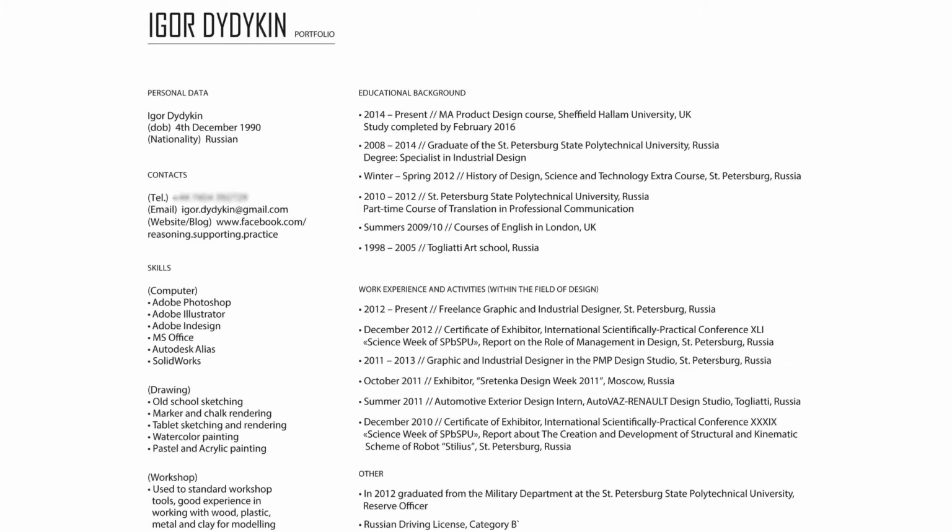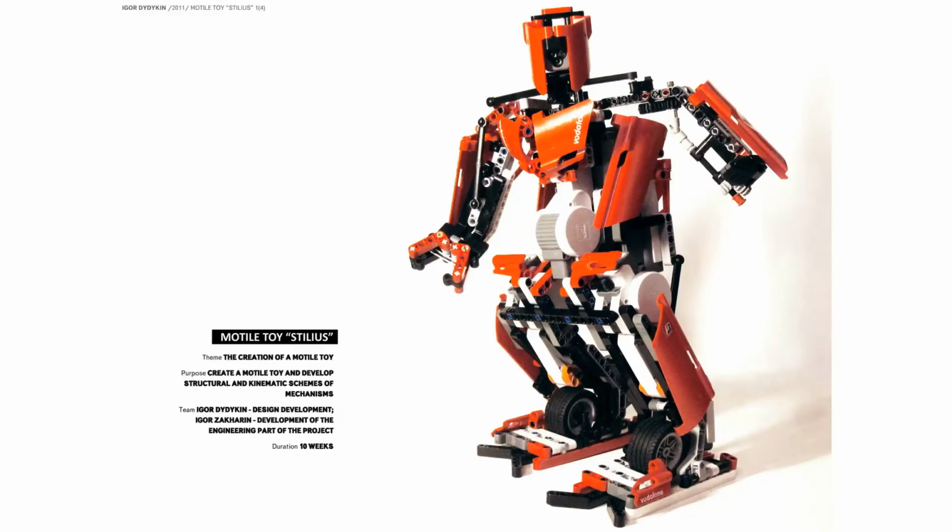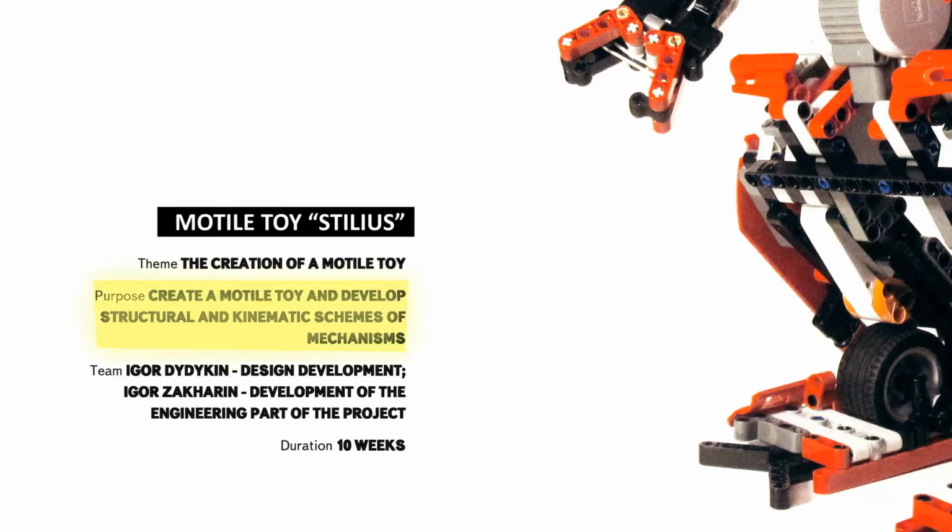This is a product design portfolio and the first page is a resume. The applicant has included personal details, educational background, skills, work experience, contact details and other information that they think relevant. The applicant has told us about the theme of the project, the purpose, so in other words part of the design brief, and as it was a team project they have included the names of the team members and what their responsibilities were. They have also told us that it was a 10-week project.